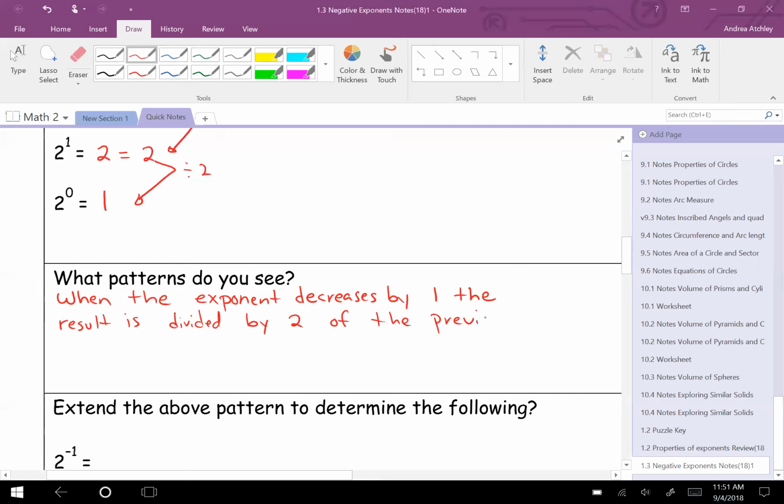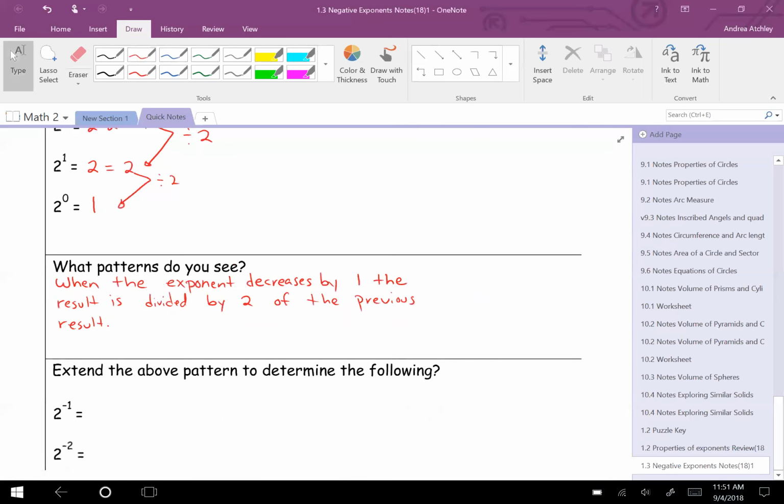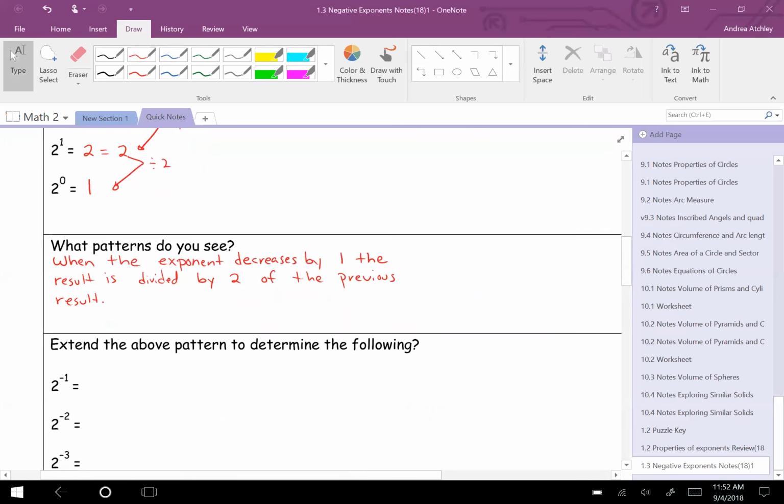So now hopefully we can extend that pattern to the negative exponents. So we have 2 to the 0. If I take the 1 and I divide it by 2, my exponent will go down by 1. So I get -1. From 0 exponent to -1 exponent, I would just divide the 1 by 2. And I would get 1 over 2, or 1/2.